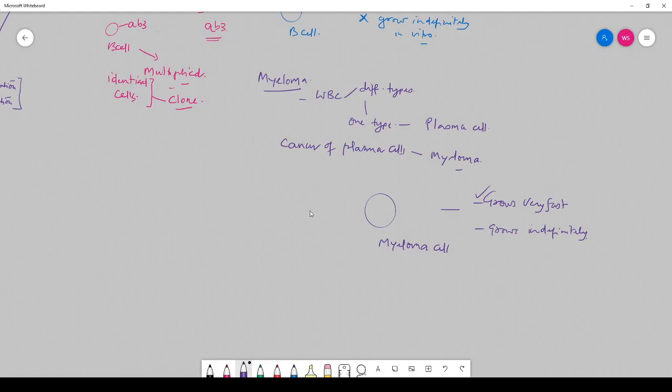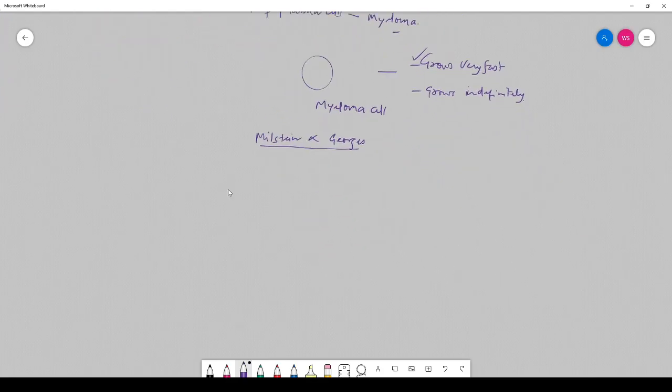Okay. So there were these two people called Milstein and Georges. These two people thought, can we combine a B cell with a myeloma cell? So they are asking the question, can we combine a B cell with a myeloma cell?